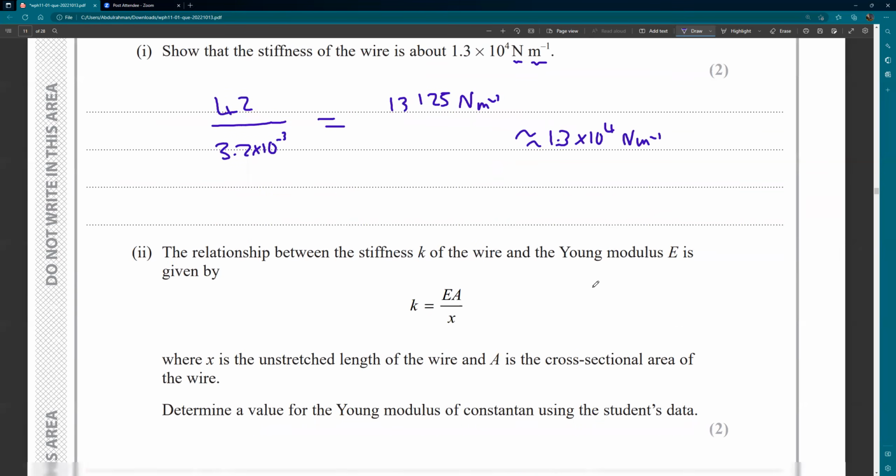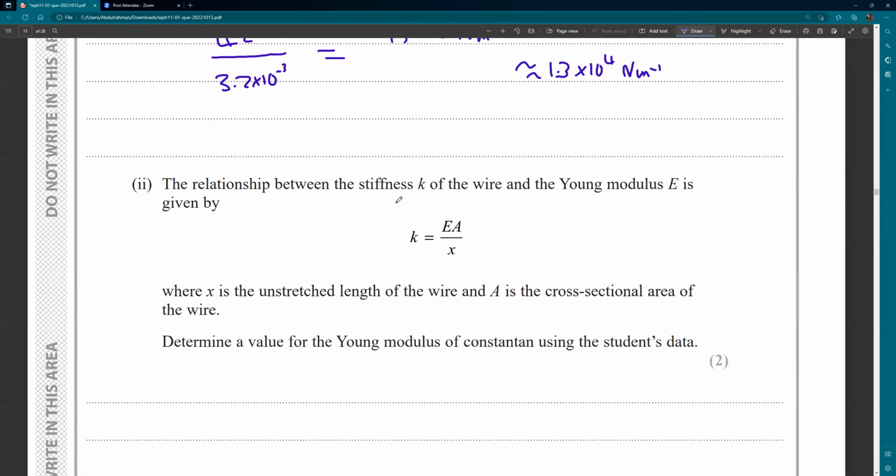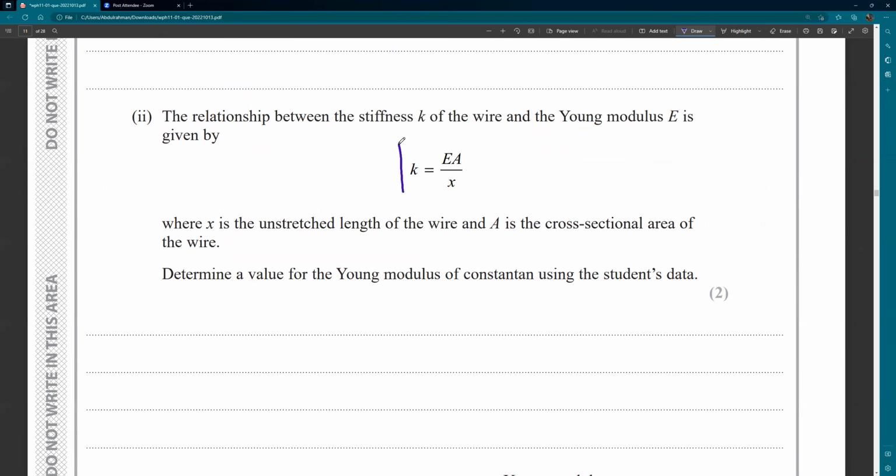The relationship between the stiffness of the wire and the Young's modulus is given by this expression, where x is the unstretched length of the wire and A is the cross-sectional area of the wire. Determine a value for the Young's modulus of Constantan using the student's data. It might be a good exercise to derive this expression using Young's modulus, which is stress over strain, because some questions do ask you to arrive at a similar sort of expression. But anyway, we have to use this expression to work out the Young's modulus, which is E.